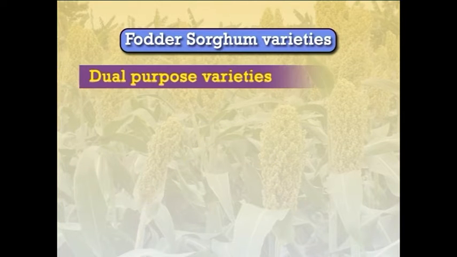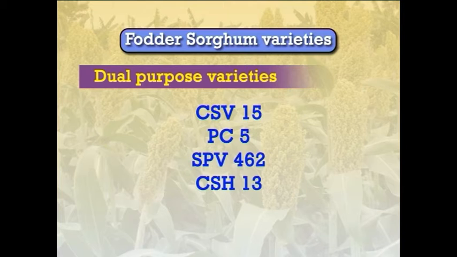And the last one is dual-purpose varieties. Among the popularly grown varieties, CSV15, PC5, SPB462 and CSH13 can be mentioned.